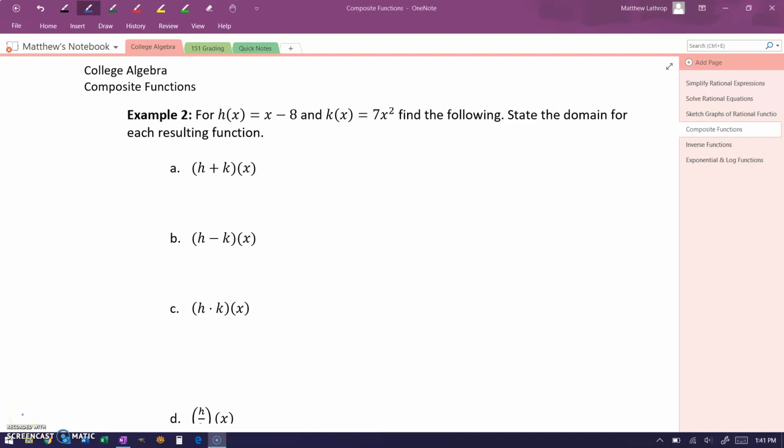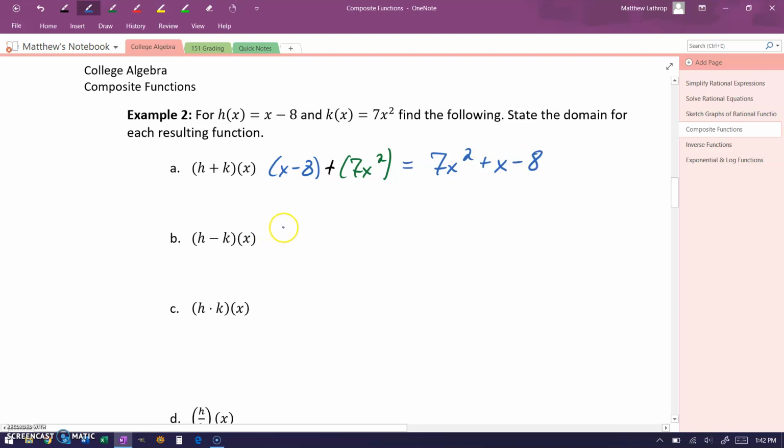In example 2, we want to carry out essentially the same operations, but with two new functions, h and k. In part A, we first want to take x minus 8 plus 7x squared. In this case, nothing to distribute through, so we can simply look at combining like terms, where actually in this case there are no like terms to combine. So we simply end up with the resulting expression 7x squared plus x minus 8.